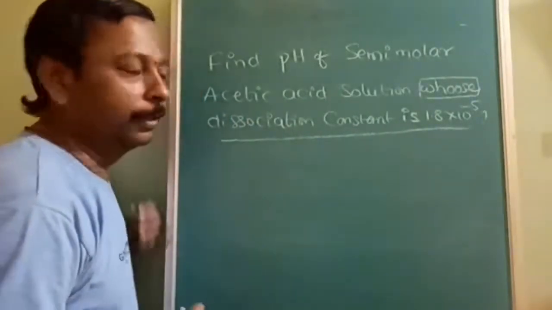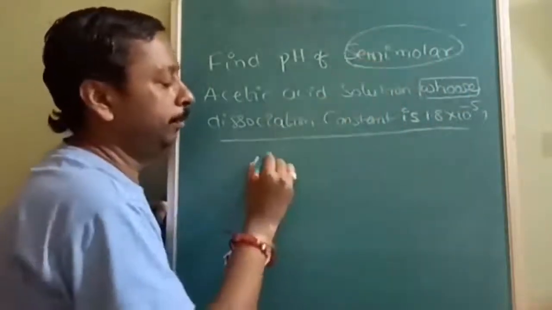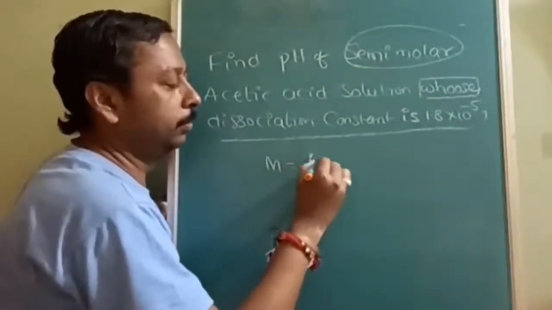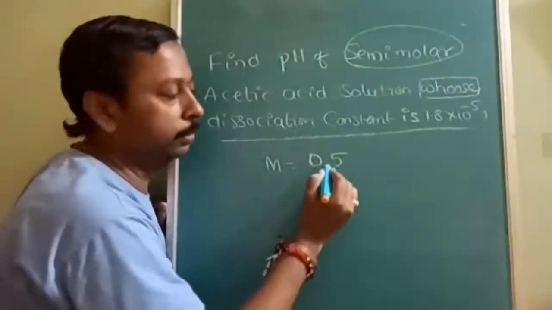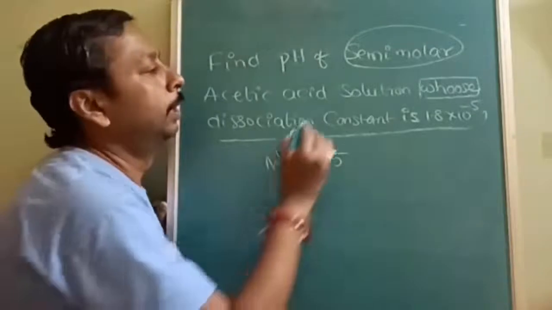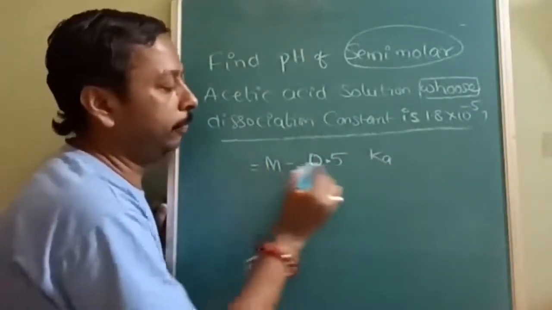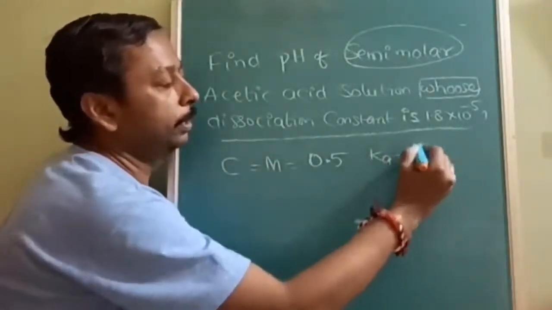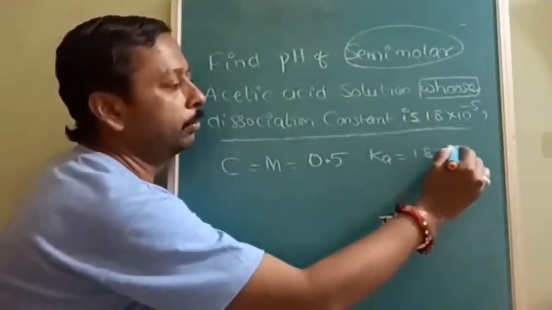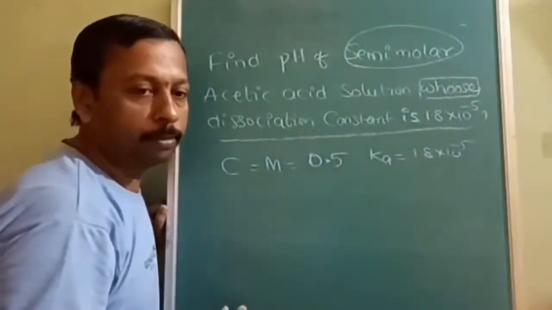Okay, see here. The pH of a semi-molar solution. Semi-molar means molarity is equal to 0.5. Molarity is 0.5, and Ka, the dissociation constant, and C, we will substitute in the formula. Ka is equal to 1.8 into 10 to the power of minus 5. This is what is given. Is it understood from the question?